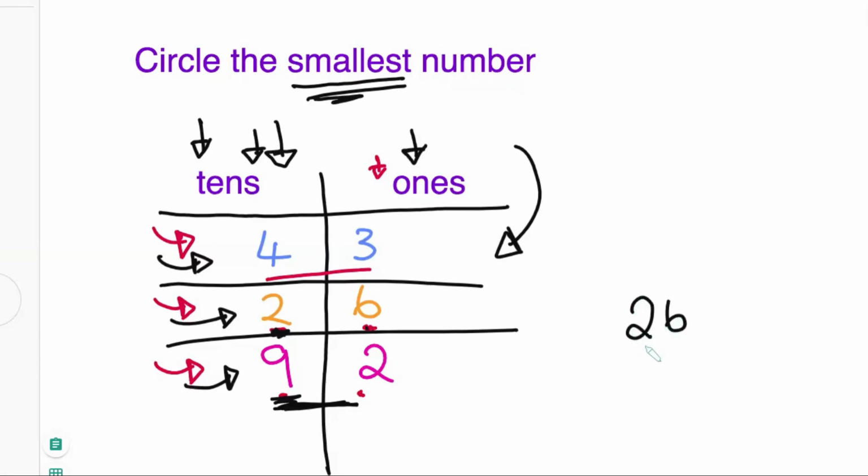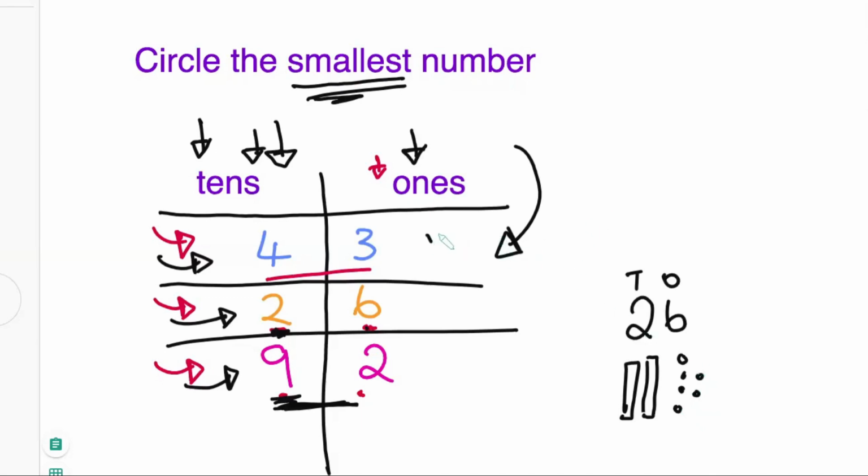So number 2 has 2 tens and 6 ones, which is number 26. So we think that number 26 is the smallest, but if we're not sure, what do you think we could do to double check really quickly? What we can do is to actually draw out our tens and ones. Here we go. So number 26 has how many tens? It has 2 tens and how many ones? 6 ones. 1, 2, 3, 4, 5, 6.